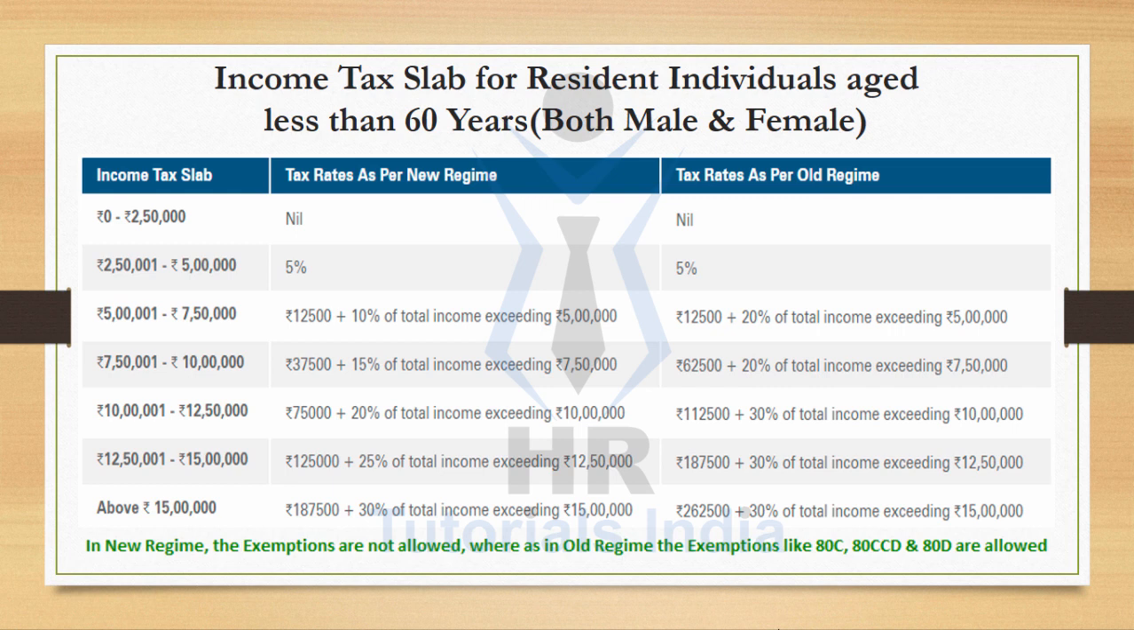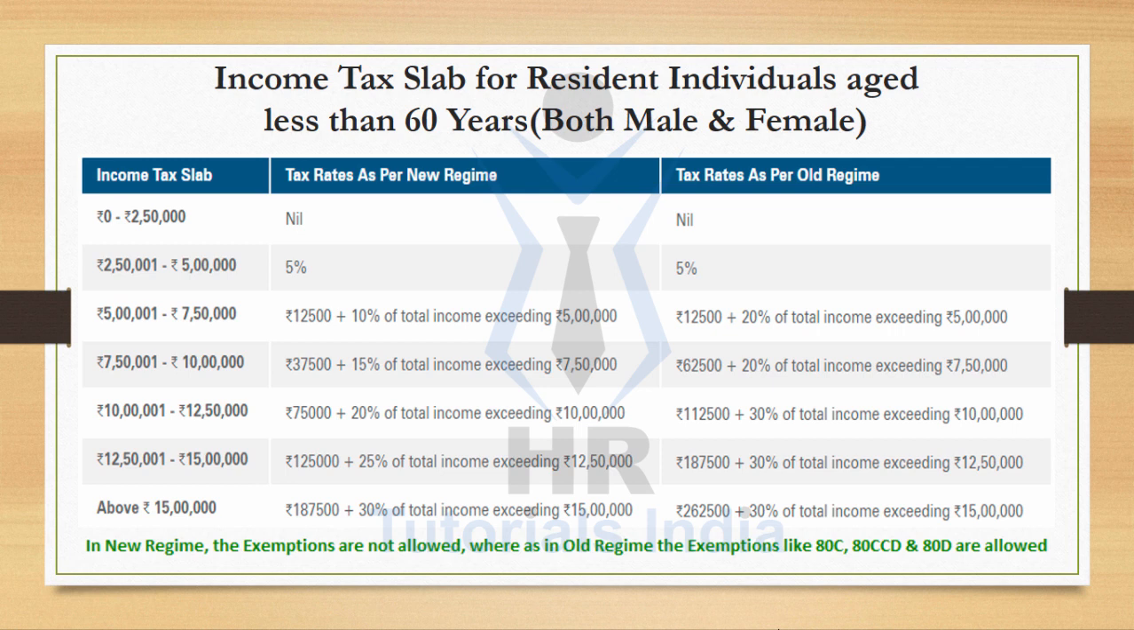When it comes to 10 lakhs to 12.5 lakhs, in the new regime, the amount is 75,000 plus 25% of total income exceeding 10 lakhs. And in the old regime, it is 1,12,500 plus 30% of total income exceeding 10 lakhs. When the income is between 12 lakh 50,000 and 15 lakhs, the tax in the new regime is 1 lakh 25,000 plus 25% of the total income exceeding 12.5 lakhs. And in the old regime, it is 1,87,500 plus 30% of total income exceeding 12,50,000.